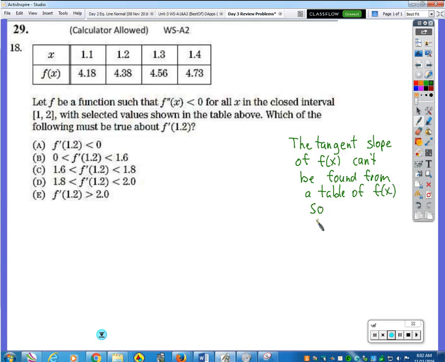So, what I said the card is, use adjacent secant slopes. Come on, adjacent. There you go.